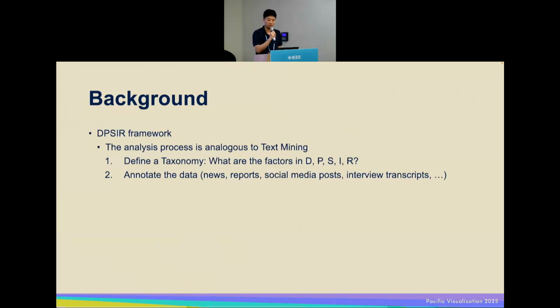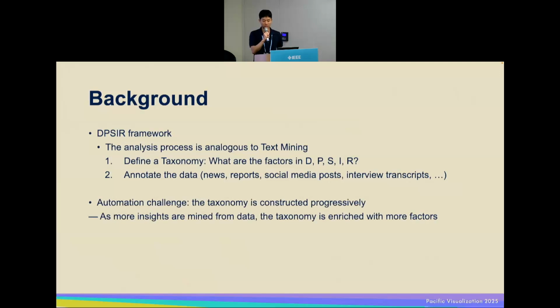And then they'll annotate the data using this taxonomy. It can be news articles, reports, social media, or interview transcripts in our case. And as you can imagine, this is a very tedious and labor-intensive process. So naturally, we think of utilizing text mining techniques to automate.